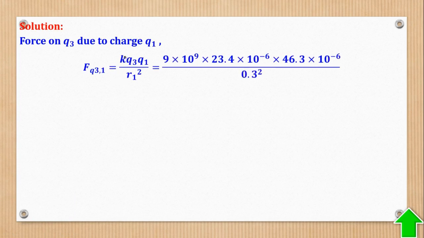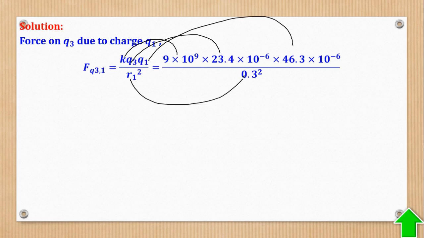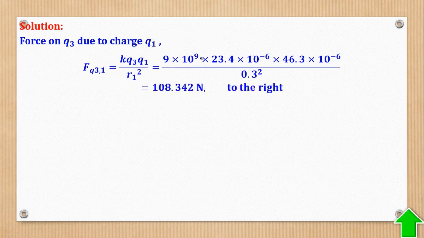Then I substitute for K, substitute for Q3, substitute for Q1, and then substitute for the separation. So now separation will be 30 centimeters, but I convert it to meters to give you 0.3. Also, the charge was in microcoulomb, but I have to change it to coulomb. That's why I multiplied by 10 to the power negative 6. So here we have to change to SI unit. So when I use a calculator, I'll come up with this value. So I think we realize that I'm giving the magnitude and I'm also giving the direction. Why? Because force is a vector quantity.